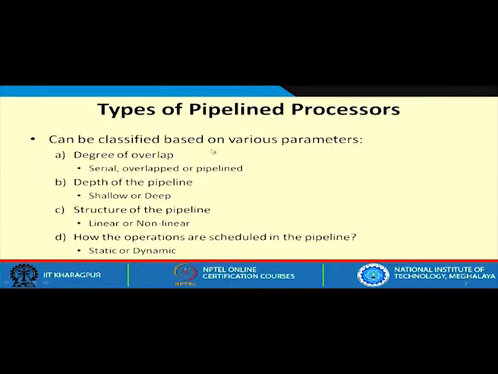You can classify or categorize pipeline processors based on various parameters like degree of overlap, depth of the pipelining, structure of the pipeline, and how we schedule the operations. So, let us very briefly look at these. Okay. So, how these classifications actually represent the categorization.